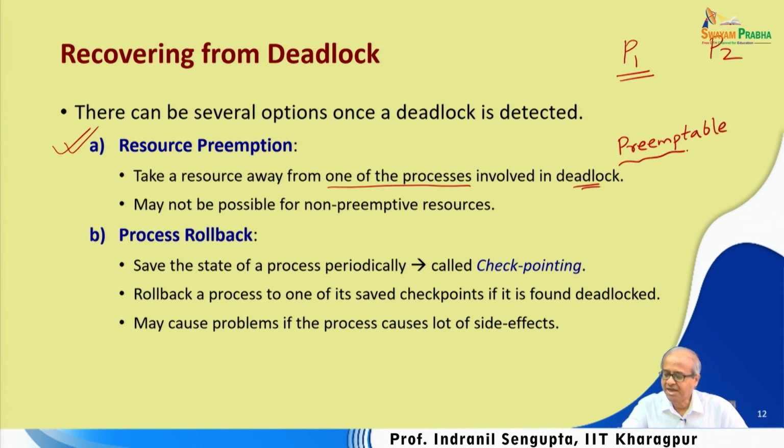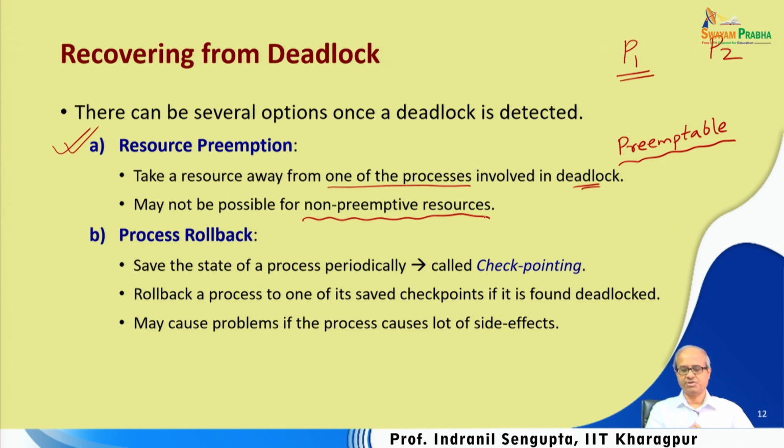That means you can take away a resource from a process without killing it, without aborting it. So, this approach, although looking simple, is not possible for non-preemptive resources. Some resources have to be used by a process in a dedicated way. You cannot simply take it away. If you have to take it away, you will have to restart the process again from the beginning. You will have to kill the process, right.